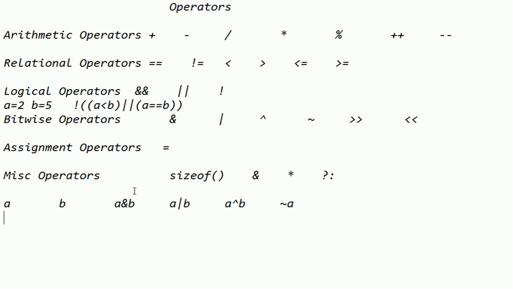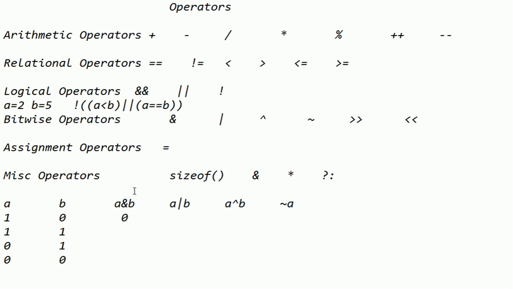We'll take four values of a: 1, 1, 0, 0, and four more values for b: 0, 1, 1, 0. So these are the values of a and b now. So a AND b will give you result 0, because as we know, logical AND should have both the input values as true. So 1 means true here and 0 means false. Only one of the operands is true, so logical AND gives you 0.